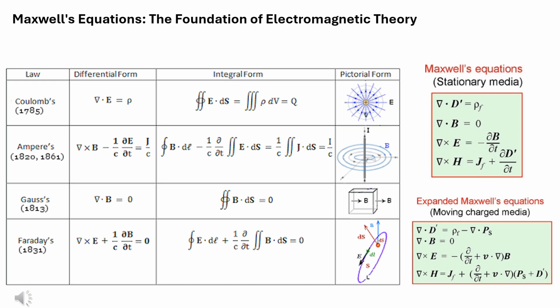From these four equations, we can derive the nature of time-varying vector fields and electromagnetic waves. Specifically, Maxwell's equations show how electric and magnetic fields propagate as electromagnetic waves. These equations consist of two related to electric fields and two related to magnetic fields.